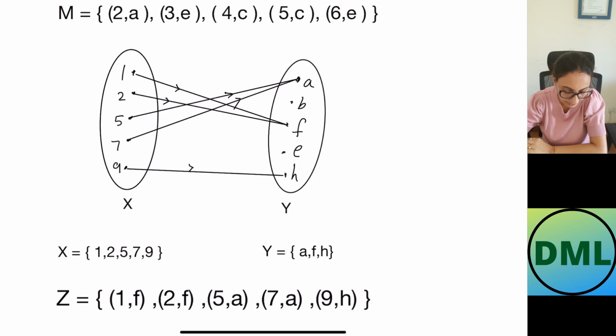We will write down the elements in the set x as 1, 2, 5, 7 and 9. The elements in y, I should write down a, f and h because those elements have the mapping with the domain. The set y will contain the elements a, f and h. We can write down the set z as 1f, 2f, 5a, 7a and 9h. Let's see.